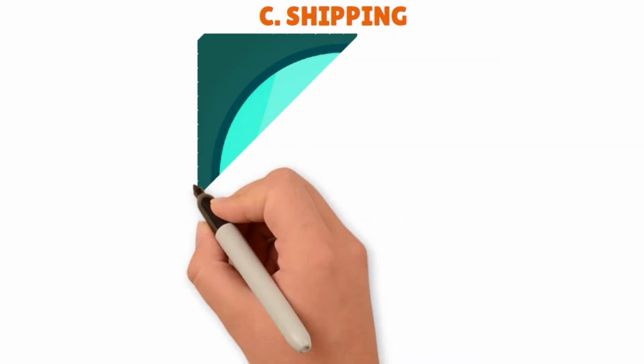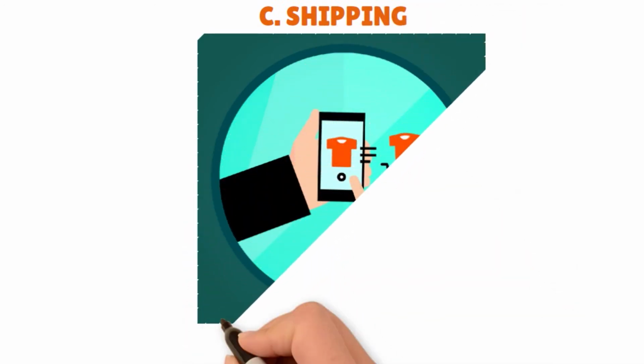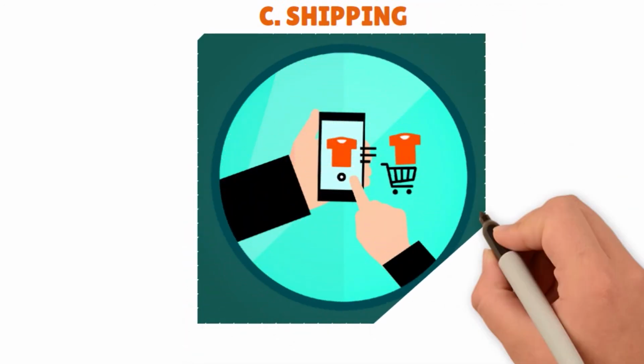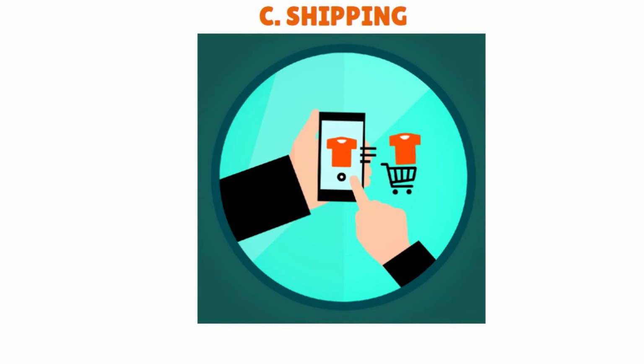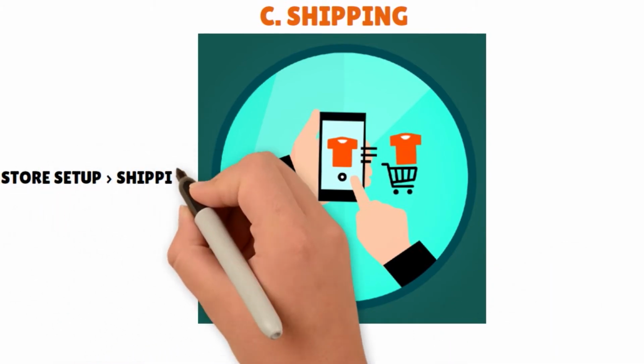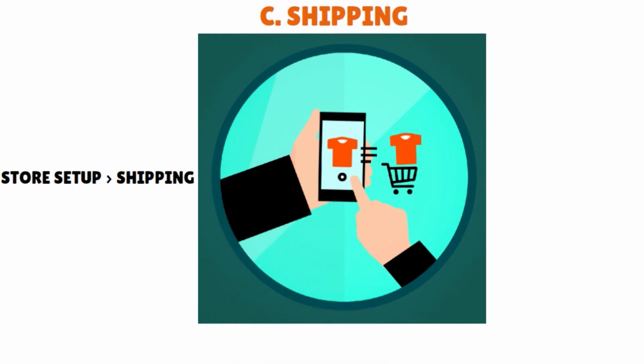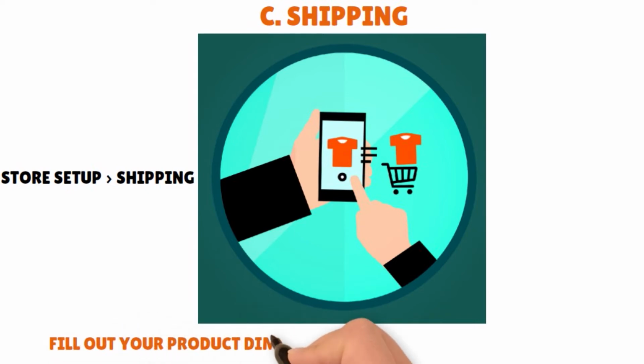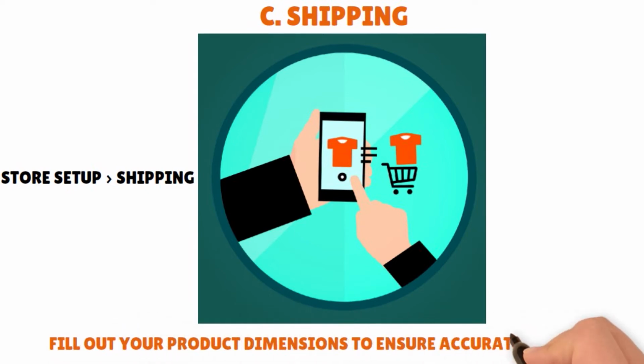Now, shipping manager. BigCommerce allows you to automate flat rate and real-time shipping quotes to be displayed to your shoppers at checkout. So to set up shipping, you'll need to fill out some settings in the shipping manager. You have to go to Store Setup, Shipping, to determine which customers see which rates and shipping service options. BigCommerce highly recommends that you fill out your product dimensions to ensure accurate charges.